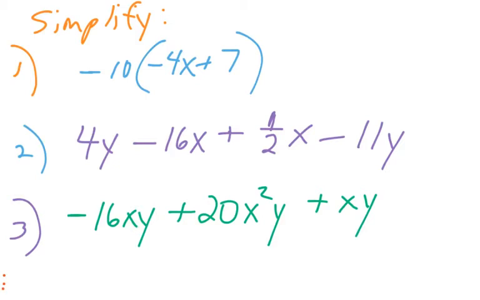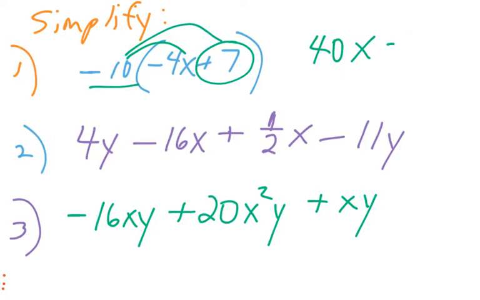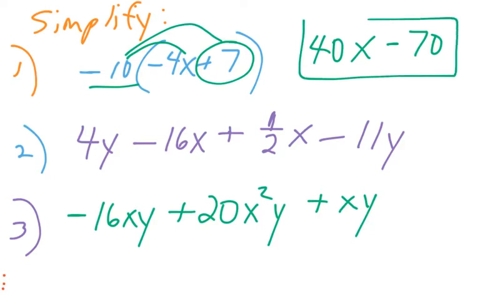Okay, so let's go over these. The first one is actually distributing, right? So we distribute the negative 10 to both these terms. That's a review of the previous lesson. We get positive 40x, and a negative 10 times positive 7 is negative 70. And now we look to combine like terms, but since these aren't like, that's the final answer for number 1, 40x minus 70.